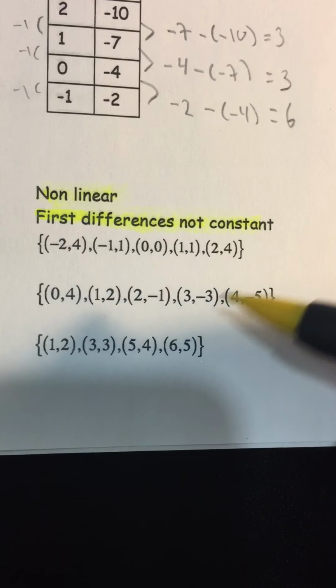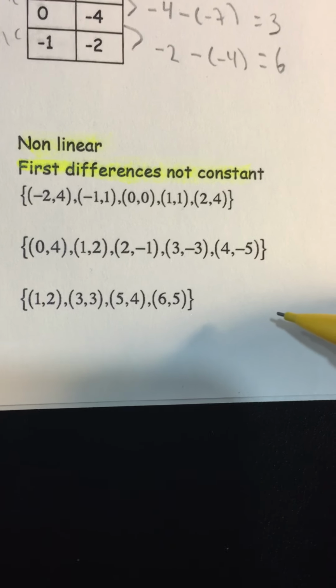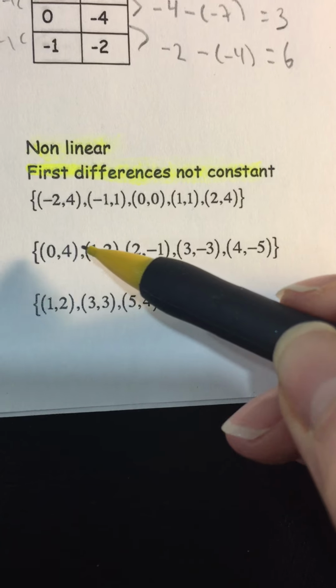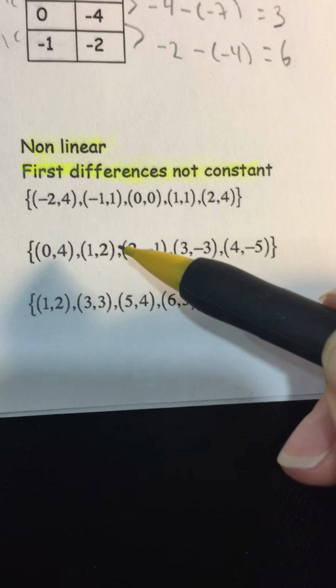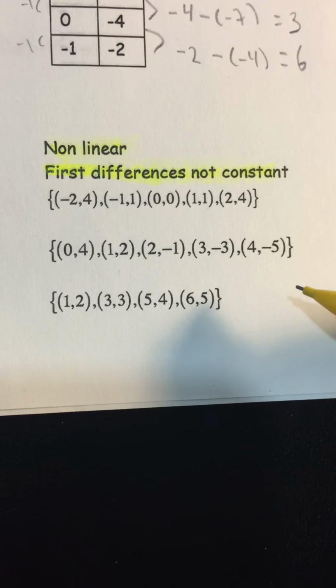I can also go over here and do the same thing and realize, hey, they're not all the same. They're not lines. This is going up by 1s each time, and yet the difference here is down 2, and then it seems to be down 3. Okay, it changes, so those are not lines.